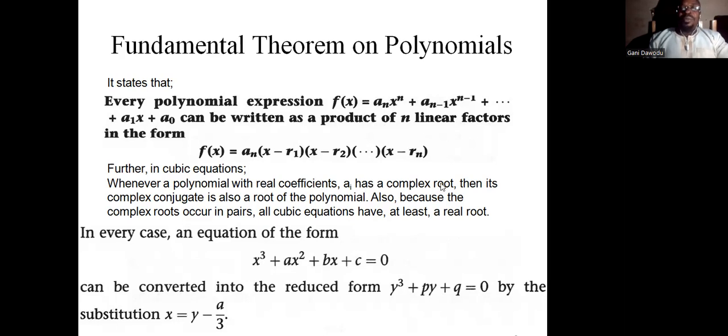Now, whenever a polynomial has a complex root, its complex conjugate is also a root to that polynomial. Now, in a cubic equation, since it has 3 roots, if one of them is complex, it means its complex conjugate is also a root, making 2. And it means it has a non-complex root, a real root. That goes for all polynomials. And that's why we say a polynomial will have at least a real root.